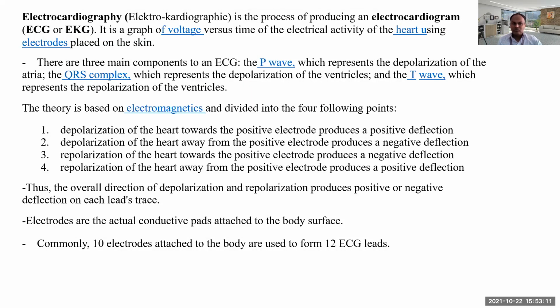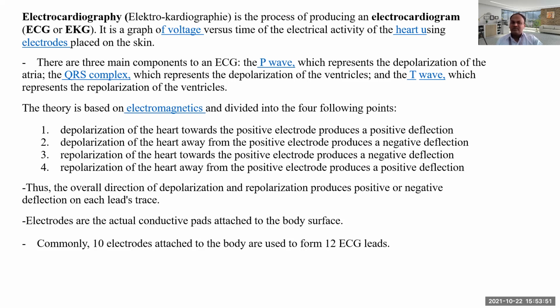Then second, that is electrocardiography. It is the process of producing an electrocardiogram, ECG or EKG. It is a graph of voltage versus time of the electric activity of the heart using electrodes placed on the skin. You might have heard this word, ECG. There are three main components of ECG: P wave, QRS complex, and T wave. We are not going into details of this terminology because we need only how this electromagnetics principle works.